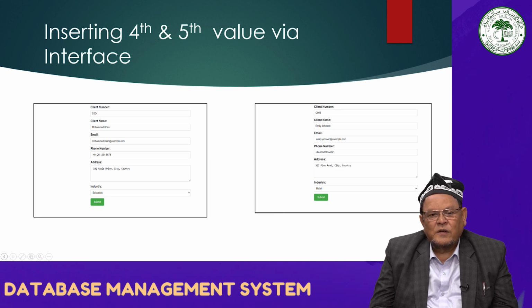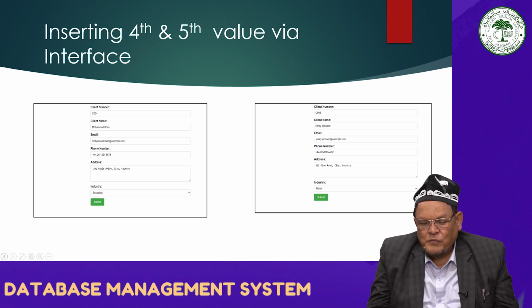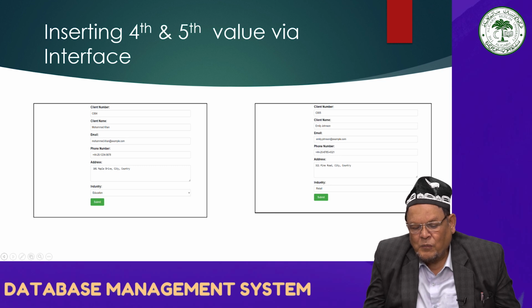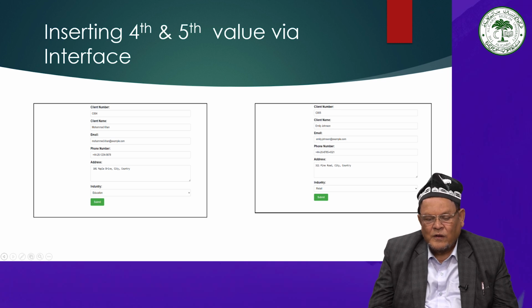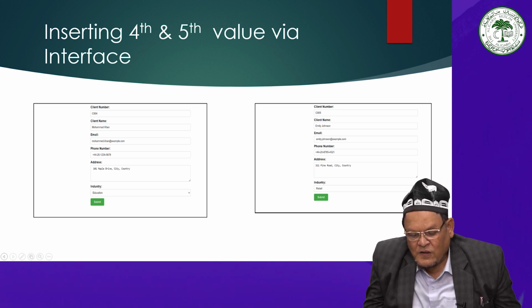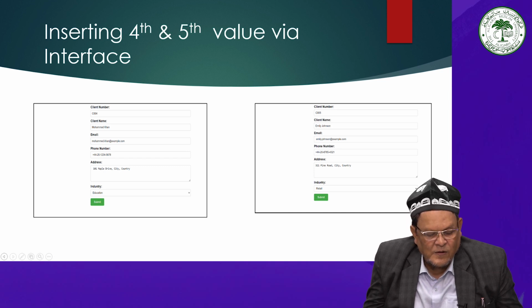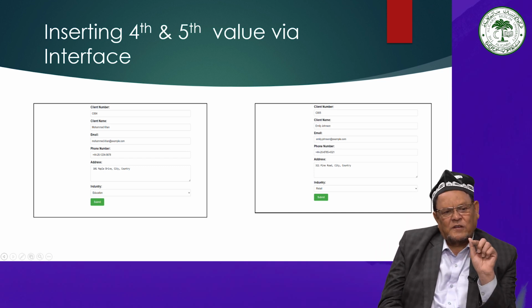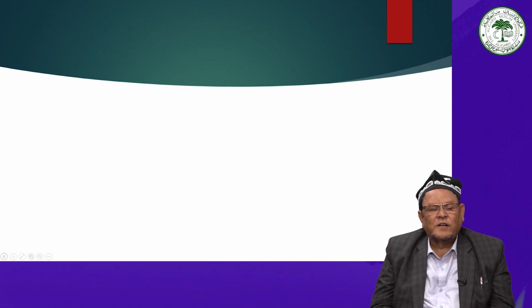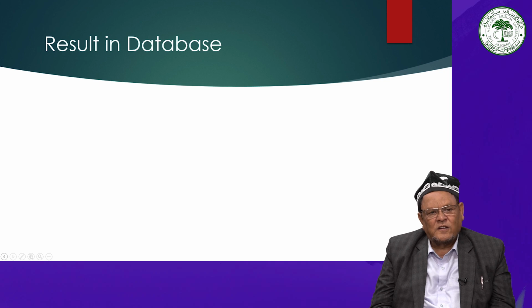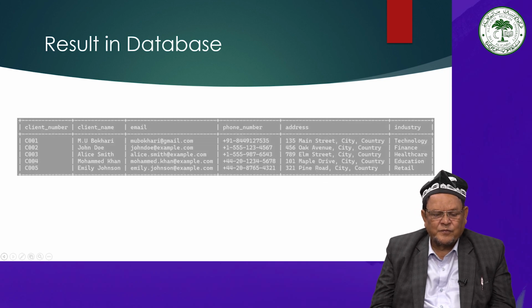client number 005, client name Ilmi, and phone number, and then address, and then industry is called retail. Here the education. So when you press the submit button, it will be added, and you can see on the screen, in the next slide, the result you can see in the next slide.